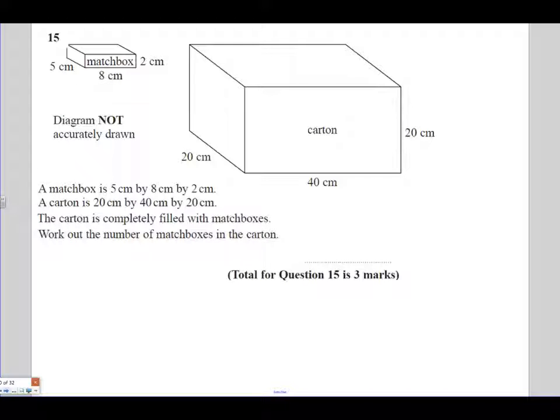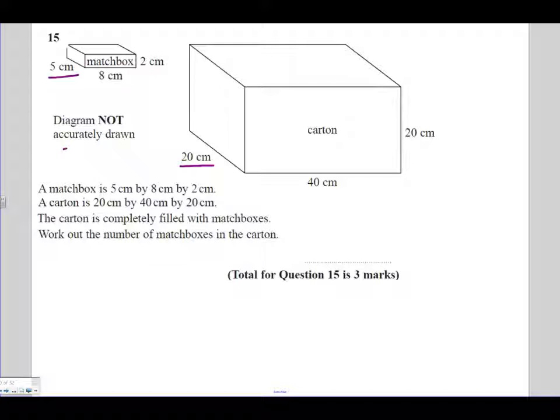Question 15, and here we have a matchbox which is 5 by 8 by 2 centimeters and a carton that is 20 by 40 by 20 centimeters. The carton is completely filled with matchboxes. Work out the number of matchboxes in the carton. And there are several ways for doing this. One of the easiest ways is to match up the dimensions and see how many matchboxes go into each dimension of the carton. So for example, if we look at the depth of the matchbox, it's 5 centimeters, and the depth of the carton, it's 20 centimeters.